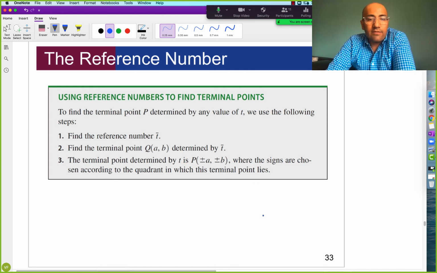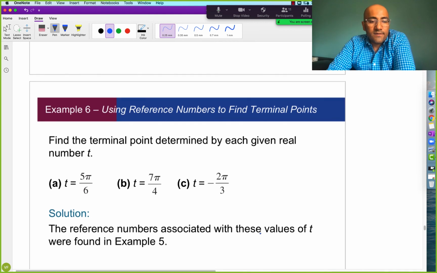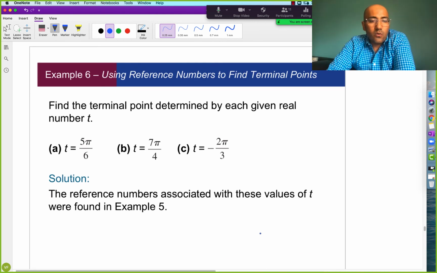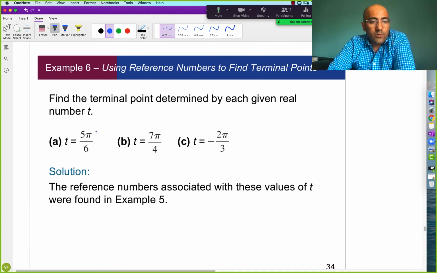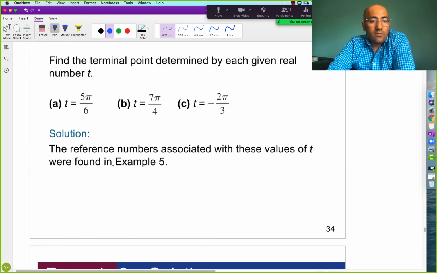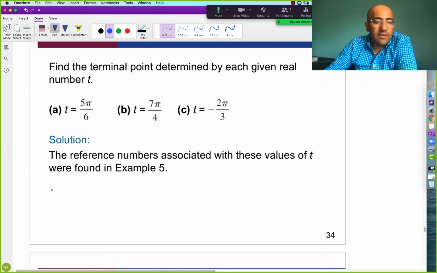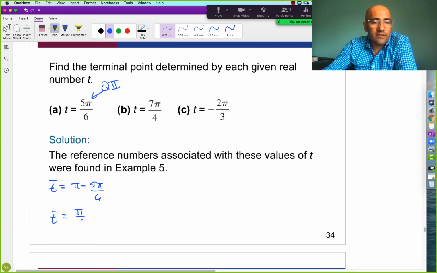Okay, some guidelines. To find the terminal point P determined by any value t, use the following steps. Find the reference number t bar, then find the terminal point determined by t bar, and then determine whether it's plus or minus depending on the quadrant you're in for each of the x or y coordinates. Find the terminal point determined by each of the given ones. We've worked with this one already. We know it's almost 1 complete pi, rotating in the positive direction. So the gap, t bar, is pi minus 5 pi over 6, because this is in quadrant 2. And so the reference value is pi over 6.